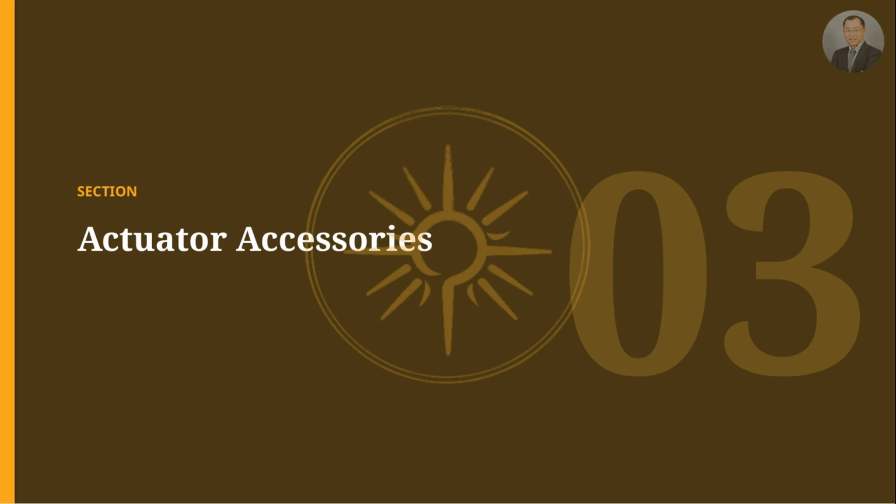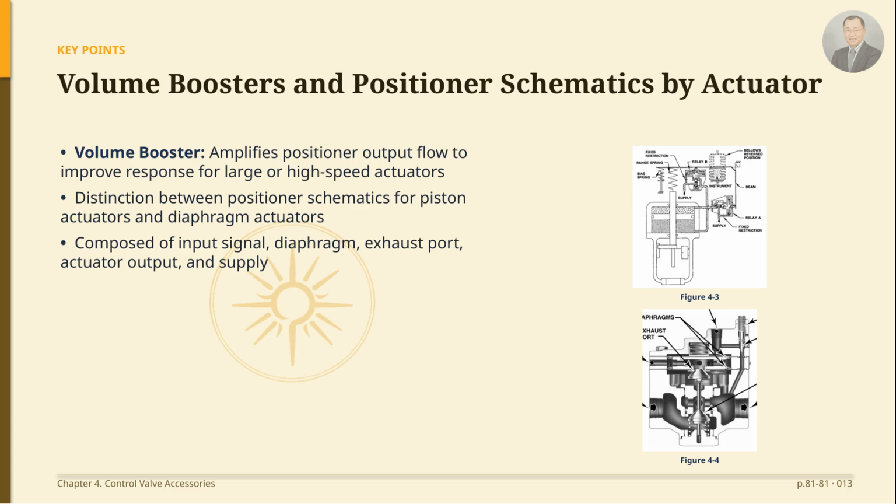Next, we turn to actuator accessories. A volume booster increases the output flow of the positioner to improve the operation of actuators that are large in volume or require a fast response. The positioner schematic varies depending on the actuator type, distinguished between those for piston actuators and diaphragm actuators. Each schematic consists of the input signal, diaphragm, exhaust port, output to the actuator, and supply.